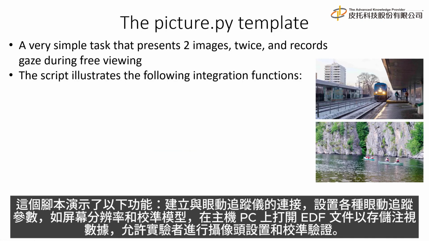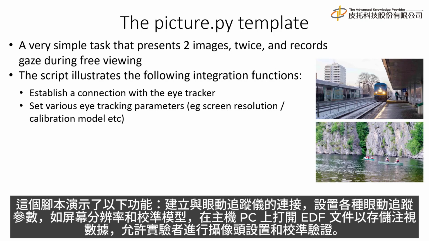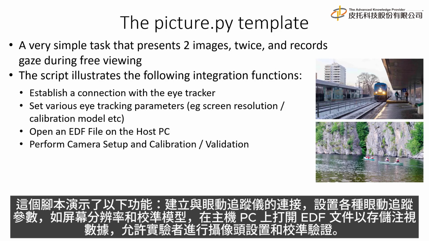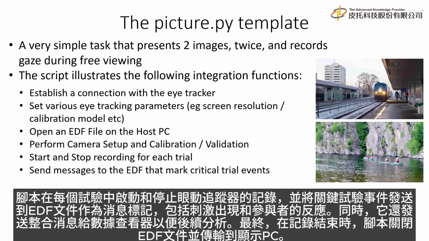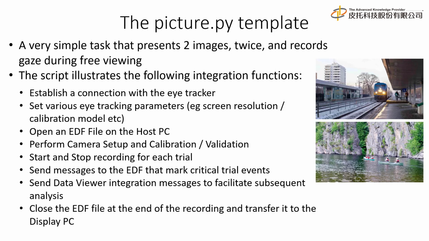The script illustrates the following functions. It establishes a connection with the eye tracker, sets various eye tracking parameters such as screen resolution and the calibration model, opens an EDF file on the host PC to store the gaze data, allows the experimenter to perform camera setup and calibration validation. It starts and stops the eye tracker recording for each trial, sends messages to the EDF file that mark critical trial events such as stimulus onset and participant responses, sends data viewer integration messages to facilitate subsequent analysis, and finally closes the EDF file at the end of the recording and transfers it to the display PC.